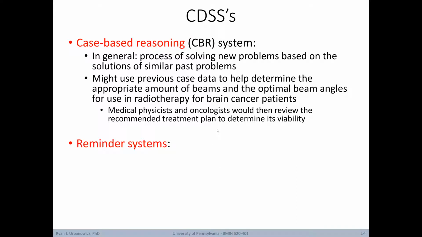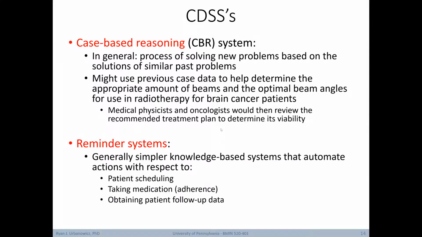Next, we have reminder systems as another CDSS. These are generally simpler knowledge-based systems that automate actions with respect to patient scheduling, taking medication, or in other words, encouraging adherence in patients, or obtaining patient follow-up data.